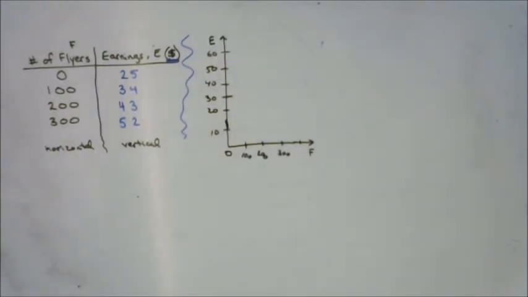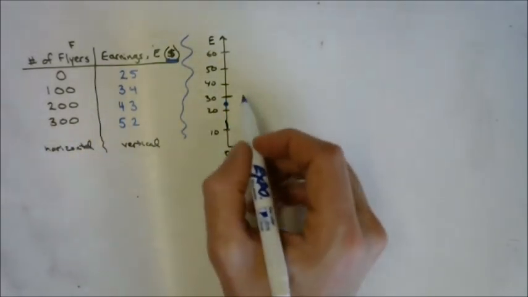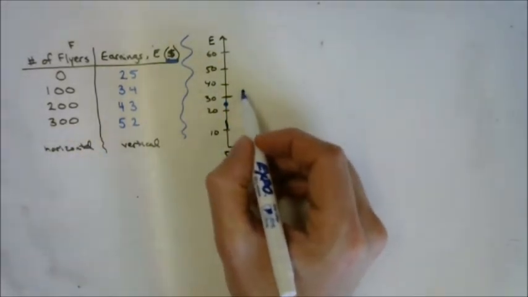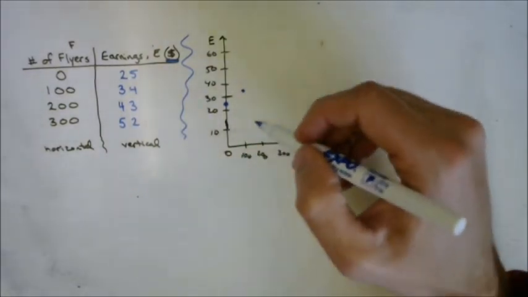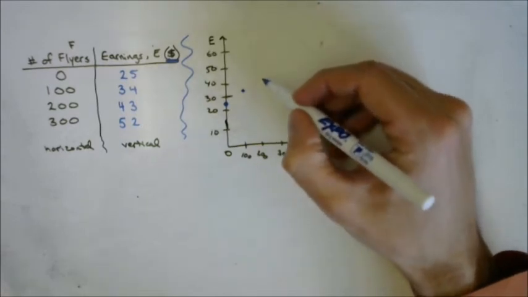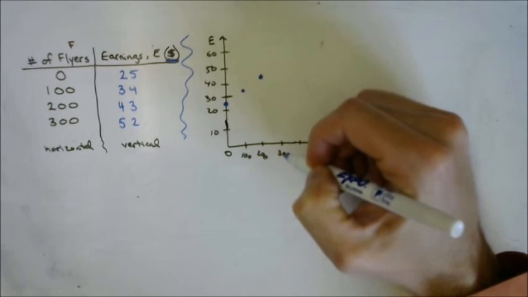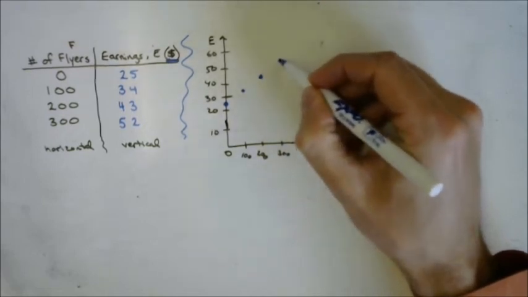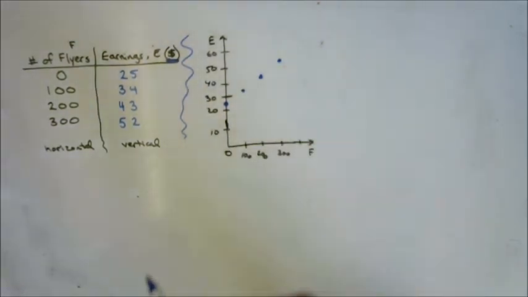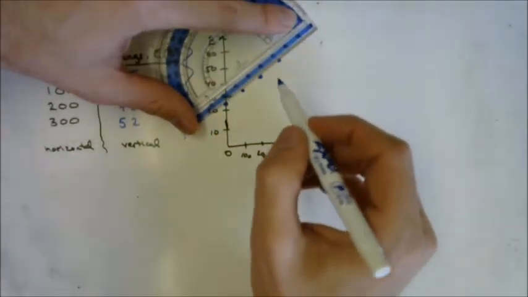And now we can plot the points that we know. We have 0, 25. We have 100, 34, approximately there. Yours will look better than mine, I hope. We have 200, and after 200 flyers, he earns $43. And after 300 flyers, he earns $52. And you get your ruler out. You draw a beautiful straight line through your points.